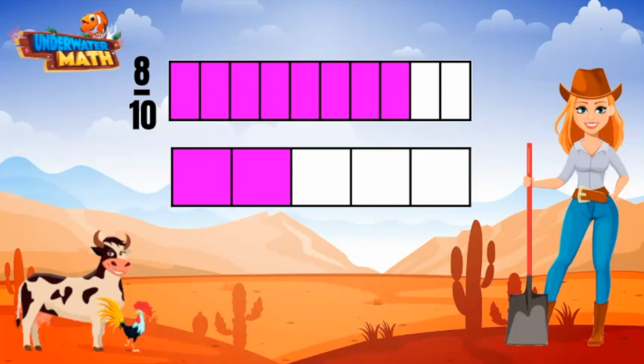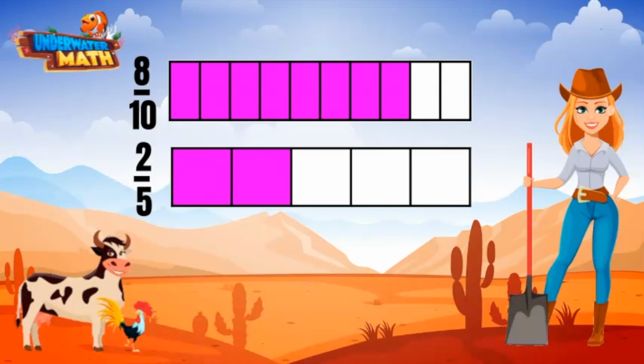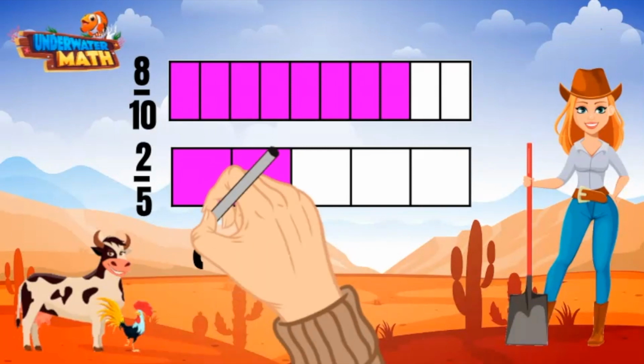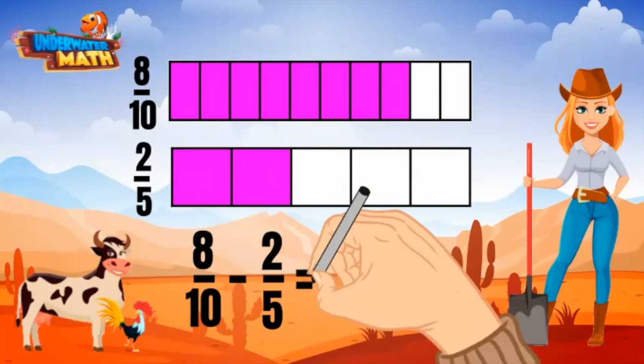The second model is broken into 5 pieces and 2 pieces are colored in. This model represents the fraction 2/5. If we want to find the difference, we need to subtract 2/5 from 8/10. We must have a common denominator in order to make this happen.